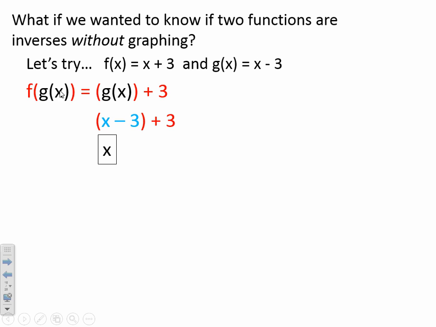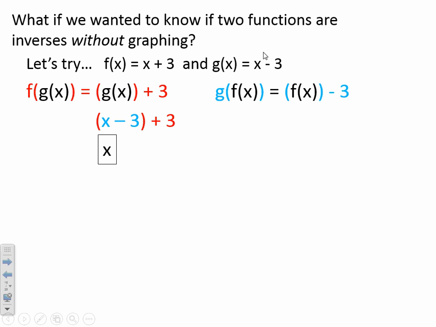So when I plug x into g and then plug that into f, I just get back to x. That makes a lot of sense. These two are inverses, so they undo each other, and we're left with just x as our final answer. All right, let's try it the other way around. What about g of f of x?